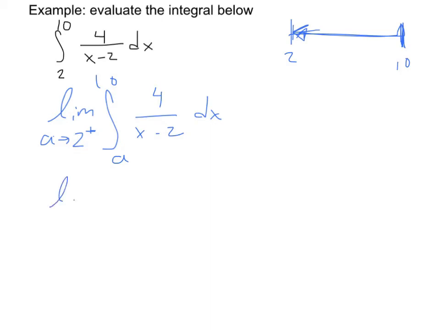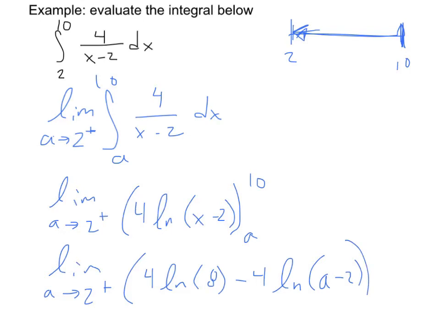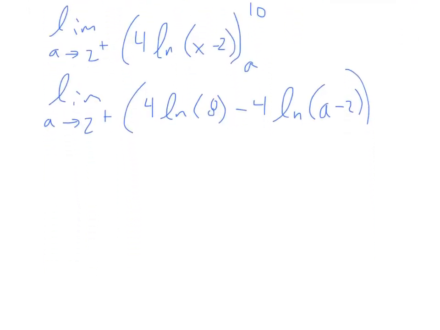So I'm getting that this is the limit as a approaches 2 from the right of 4 times the natural log of x minus 2, evaluated from a to 10. Again, the limit as a approaches 2 from the right of 4 times the natural log of 10 minus 2, which is 8, minus 4 times the natural log of a minus 2. And at this point, remember we always evaluate our limits by attempting to evaluate for the value that's given. So when I try to plug in 2 here, I'm effectively going to end up with 4 natural log 8 minus 4 natural log 0.